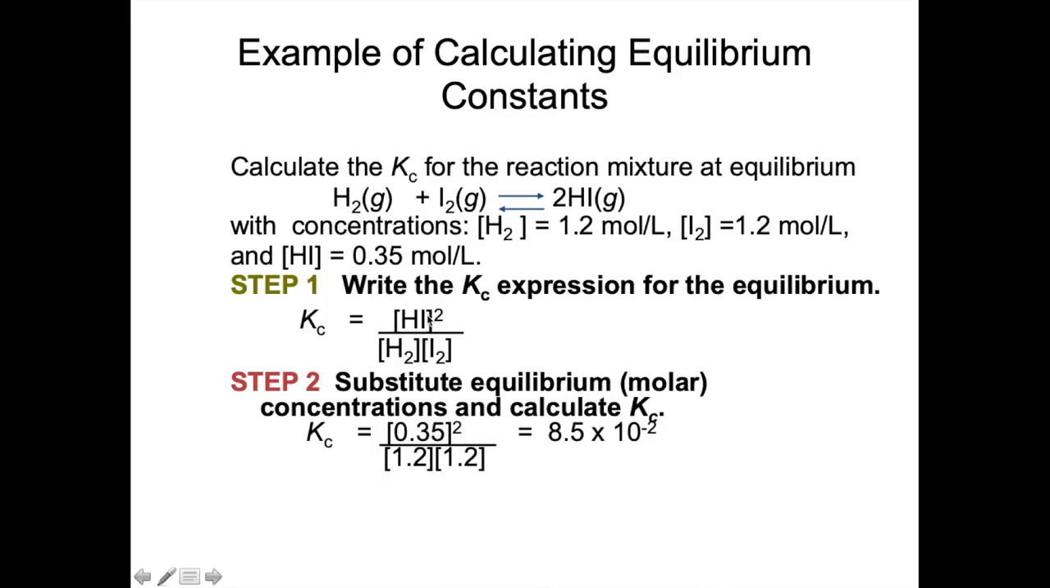Okay, so since we're taking the concentration of hydrogen iodide squared, we would take 0.35 squared. We would then divide that by our concentrations of hydrogen and iodine, which the question just told us are 1.2 and 1.2 respectively. So we plug those numbers in, and we take our answer and divide by 1.2 times 1.2. Okay, so if you've entered that correctly into your calculator, you should have gotten somewhere around 0.085.